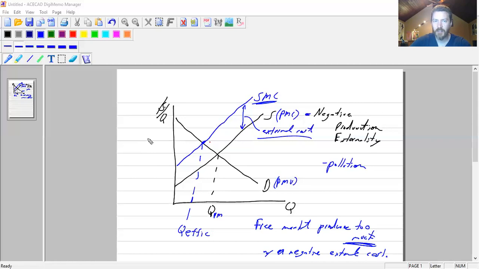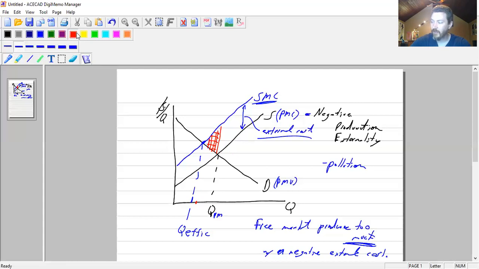For this first unit, beyond Q effic, the unit is more valuable than it is costly. Let's do this in red. The unit is more costly than it is valuable by that much, right? Just look at this first unit past Q effic. Here's the true cost. Here's the true benefit. It costs us more as a society to produce this unit than it's worth to us. That's the same for the second unit. It's the same for the third unit. It's the same for all these units between Q effic and the free market level of output.